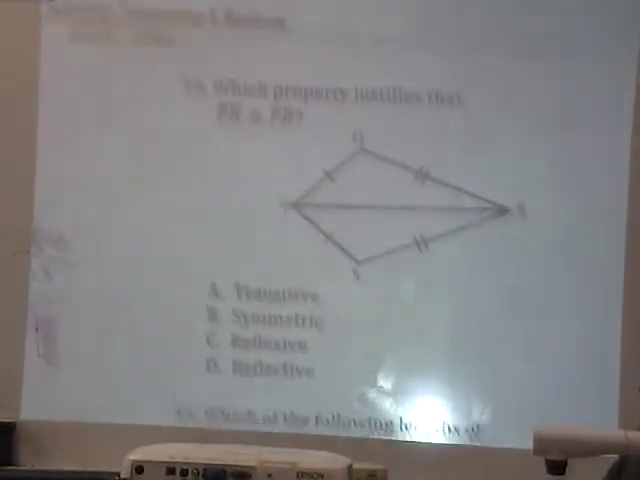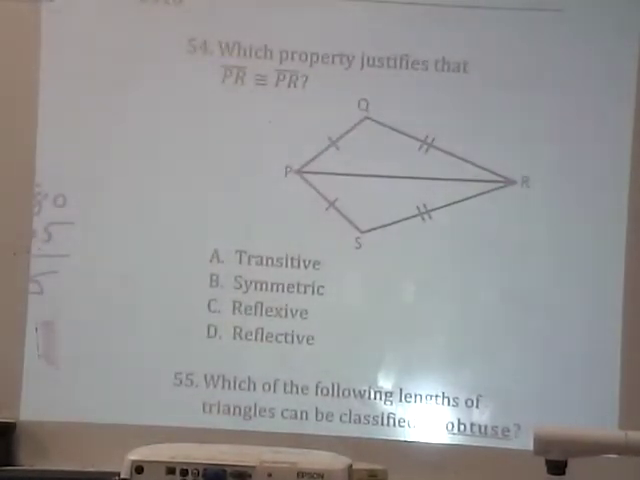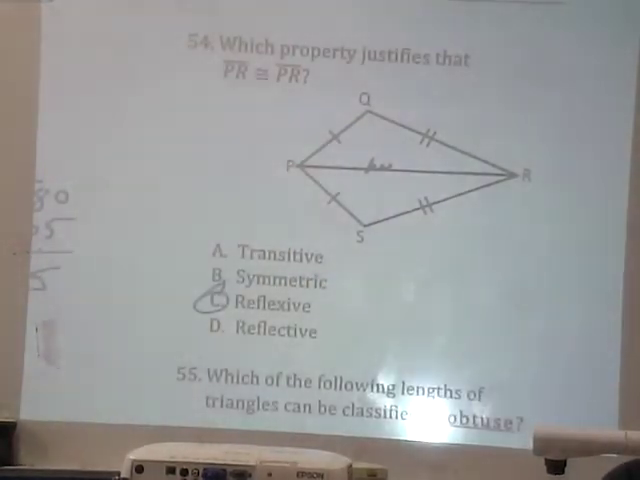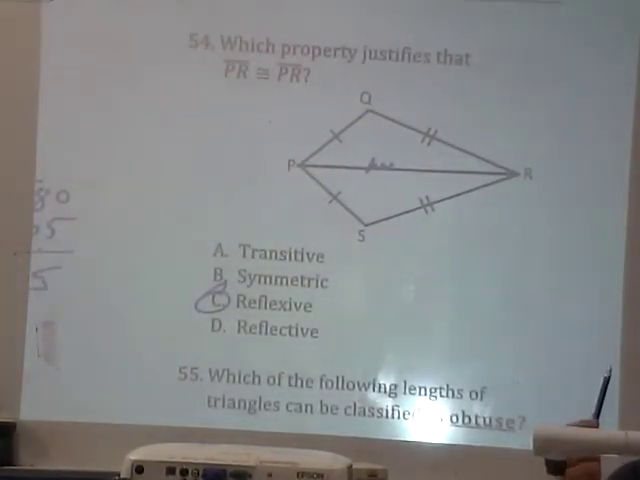All right, slope formula. 54. What property justifies that PR is congruent to PR? Reflexive property, right? Yeah. Squiggly, remember? Reflexive property. This pen is congruent to this pen, right? Reflexive property.